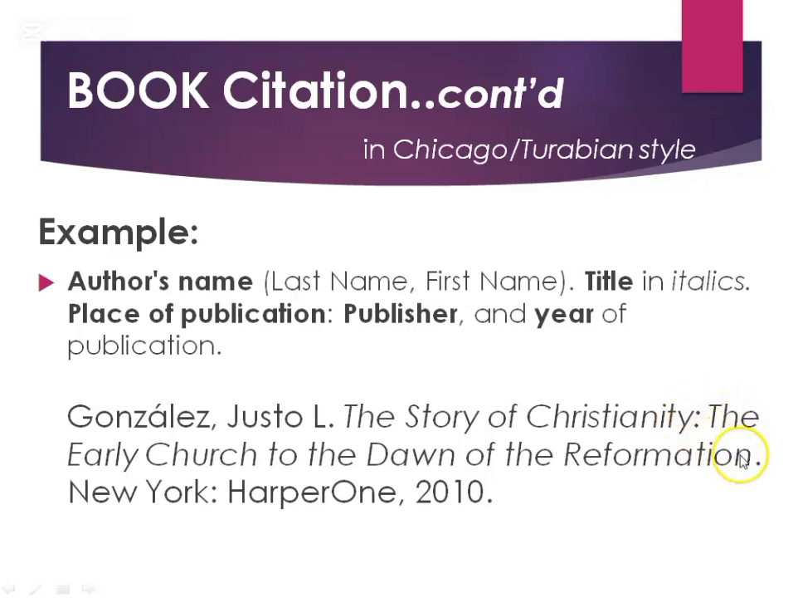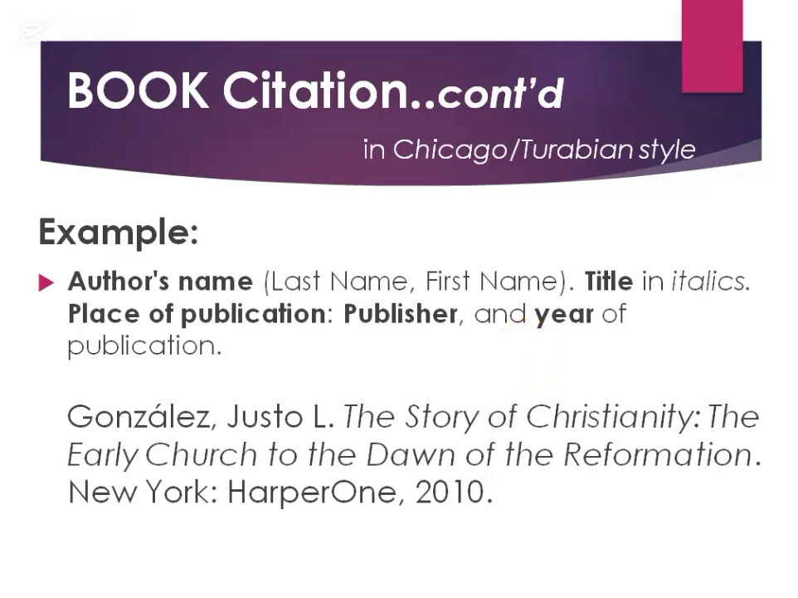After the title, a full stop, and the place of publication. As far as this book is concerned, the place of publication is New York. Then a colon, followed by the publisher's name, and a comma. And the last thing that comes up here is the year of publication, which is 2010. With this, I want you to agree with me that we have correctly cited a book, The Story of Christianity, written by Justo Gonzalez, in Turabian style.